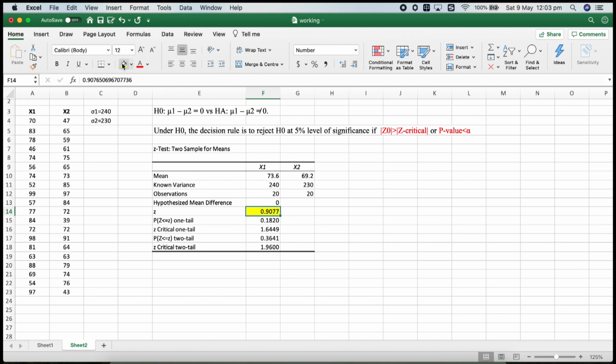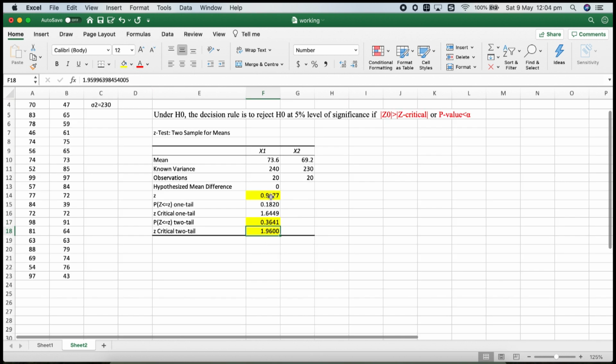Here is the z-statistic. This is the p-value of 2. Because we want to know whether mu1 minus mu2 equals or does not equal 0, it's a two-tailed test. Here's the critical value. We compare this with this.